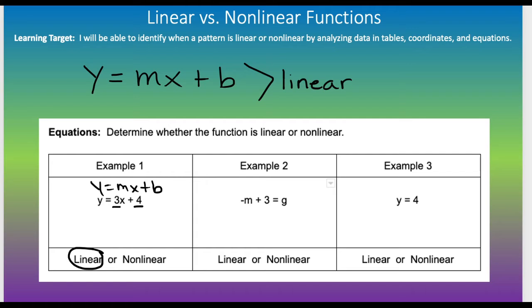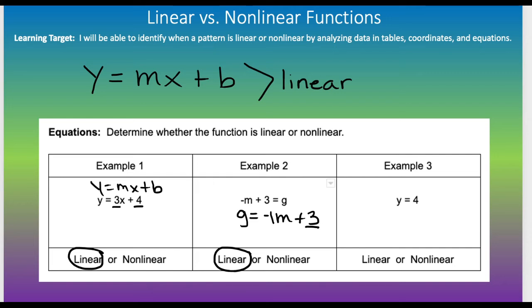Looking at example 2, it's a little trickier because we don't have the variables y and x, but that's okay. You can have linear equations with different variables. And the format looks a little bit different, but if I wanted to, I could rearrange it and write it as g equals negative m plus 3. By rearranging it, now I have it written in slope-intercept form, or y equals mx plus b, where my slope is negative 1 and my y-intercept is 3. So this is another example of a linear function.